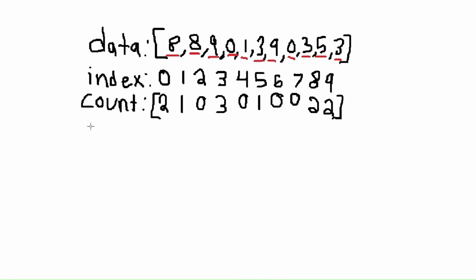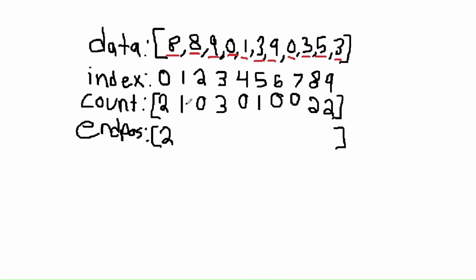Now we're going to create an array which is going to represent the end position of each key value in the data set, and it's going to have the same number of indices as the count array. For the first element in the end position, it's just going to be the count of the key value 0. But for each successive element in the end position array, it's going to be the count of the key value plus the preceding end position.